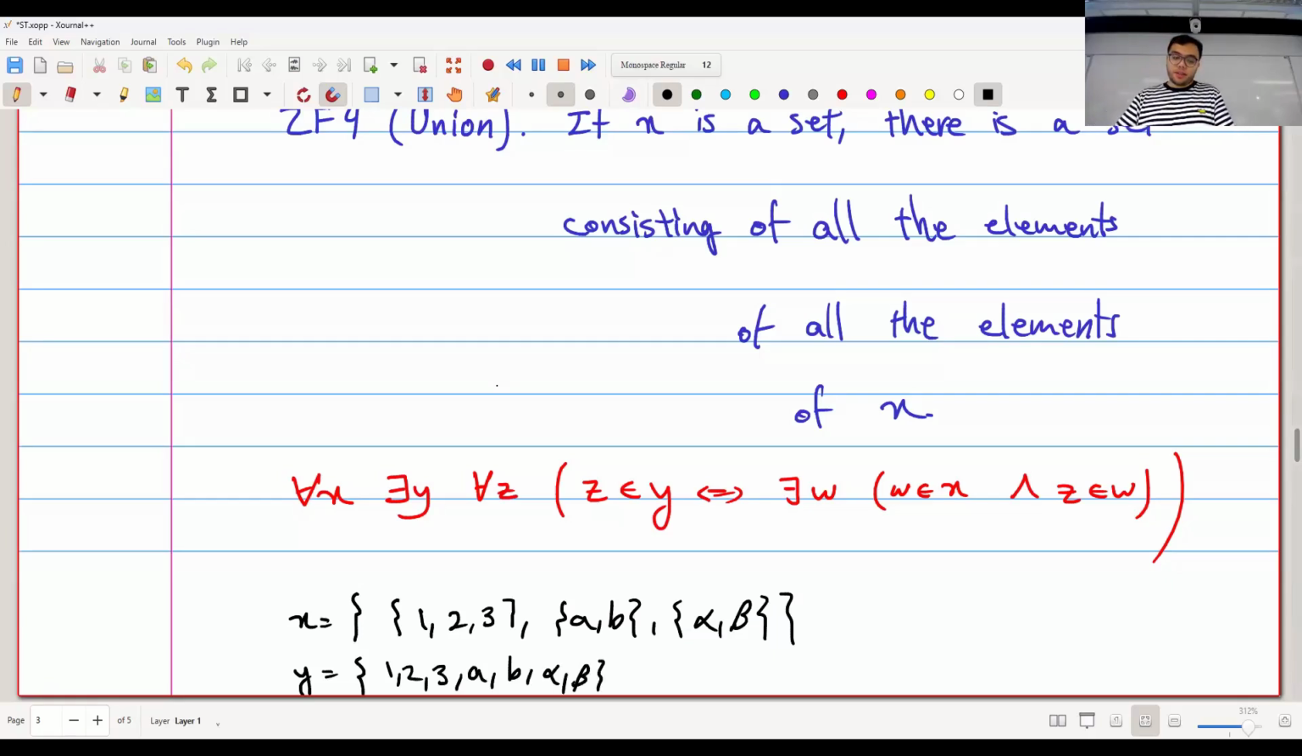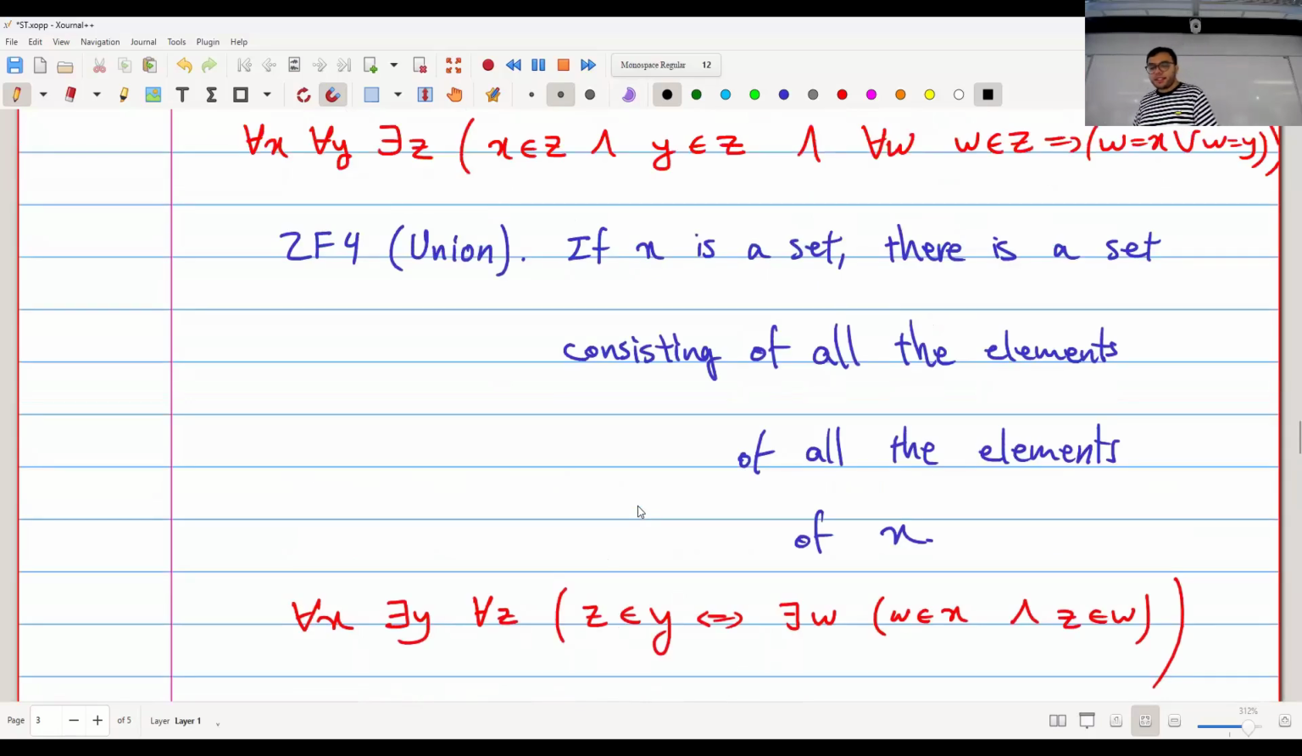Okay, I'm saying there is a Y such that every element Z that is in Y is there because it was an element of some W. So for example, if this is my Z, then this is my W, such that W was in X. All I'm doing here is that I'm taking a union of all the sets that are members of X.